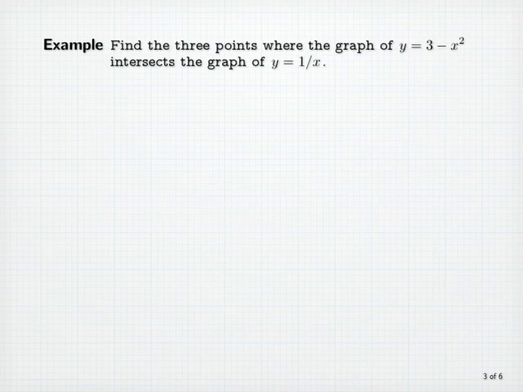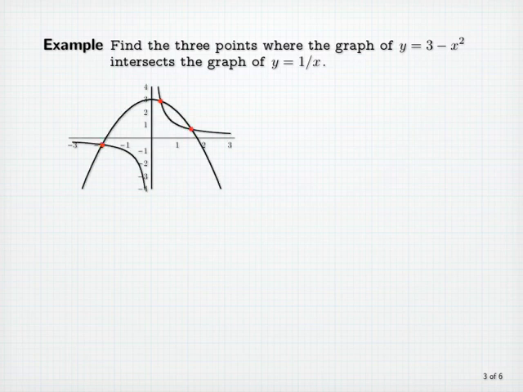Example. Find the 3 points where the graph of y equals 3 minus x squared intersects the graph of y equals 1 over x. Here's the graph to illustrate what we're looking for. Notice that there are, in fact, 3 points of intersection.